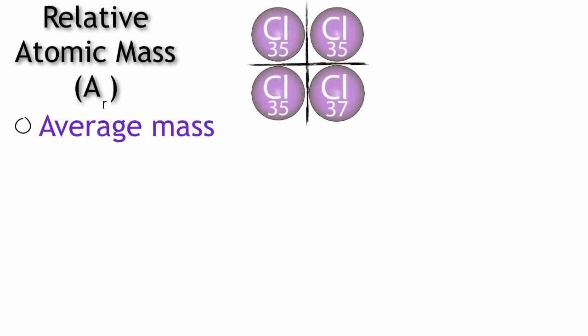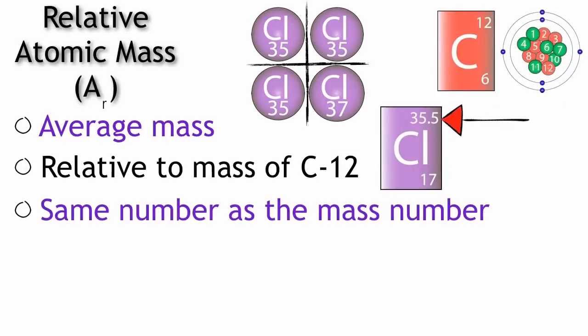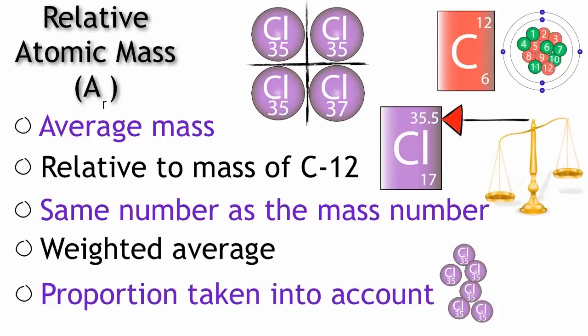So the relative atomic mass of an element is defined as the average mass of the naturally occurring isotopes of the element relative to the mass of an atom of carbon-12. On the periodic table, it is the same number as the mass number. The number is a weighted average, and when calculating its value, the proportion of an isotope in a sample must be taken into account.